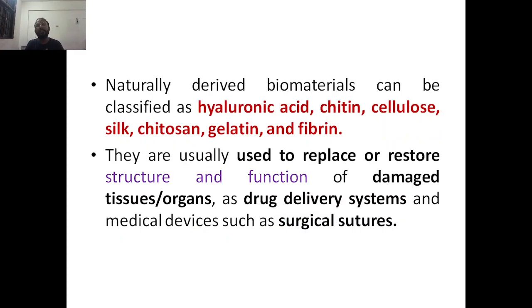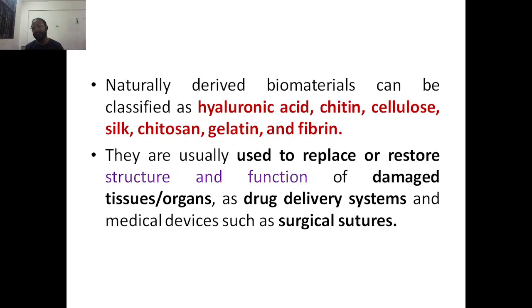So what are naturally derived biomaterials? We can classify them into hyaluronic acid, chitin, cellulose, silk, chitosan, gelatin, as well as fibrin. Many more exist, but these are the ones widely used. They are usually used to replace or restore the structure and function of damaged tissues or organs. This is the common definition of tissue engineering, and the same sentence can be used for all implantable materials.